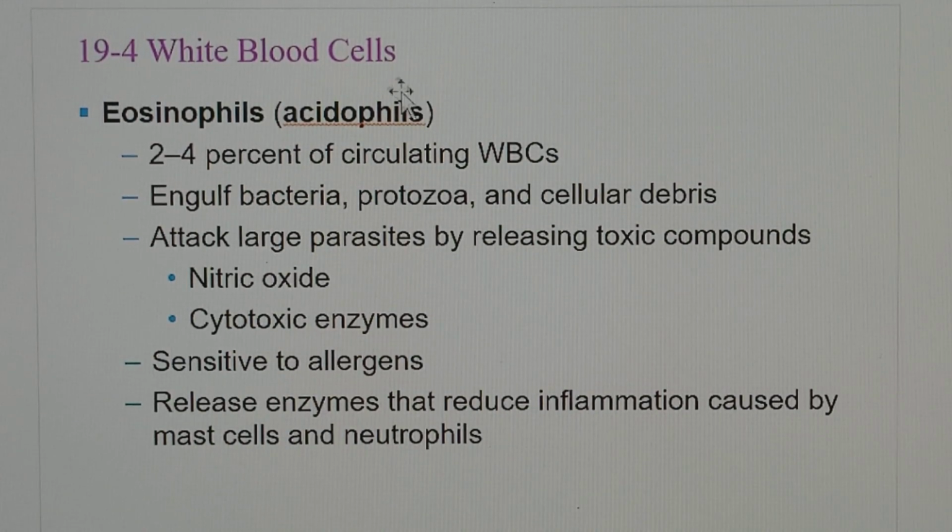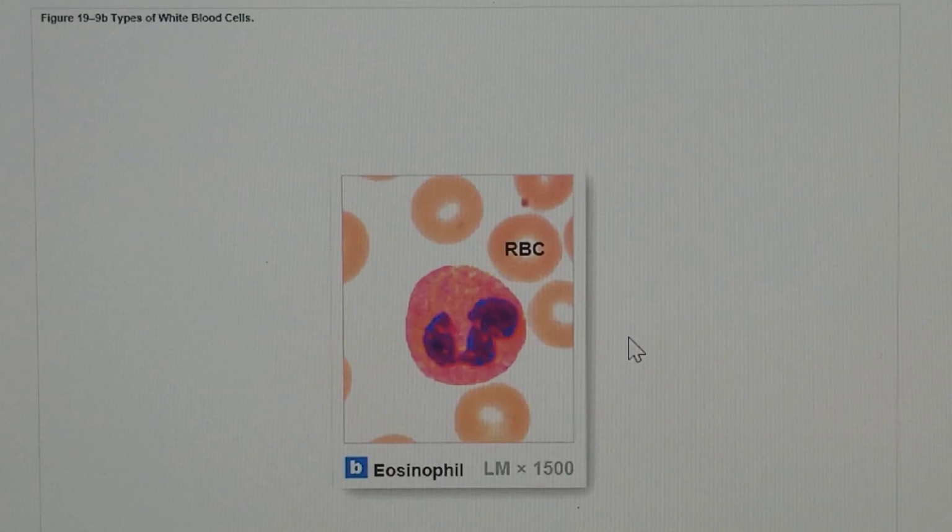Eosinophils, another term is acidophils, 2 to 4% of circulating white blood cells, engulf bacteria, protozoa, and cellular debris, attack large parasites by releasing toxic compounds, sensitive to allergens, release enzymes that reduce inflammation caused by mast cells. Eosinophils stain red, which is different than the other white blood cells. And you think eosinophils, think parasites. They attack large parasites. And here's a picture of your eosinophil.